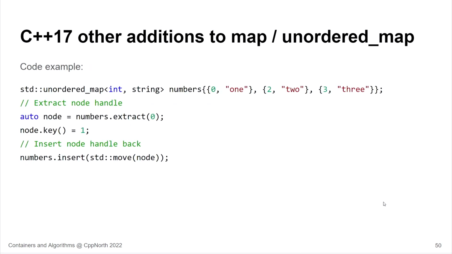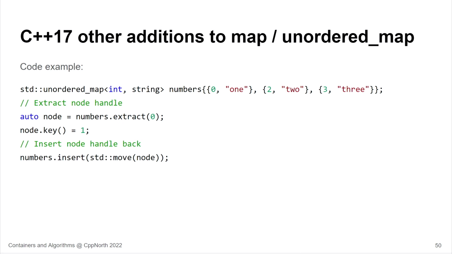So let's take an example. Suppose that we have a map, 0 pointing to 1, 2 to 2, and 3 to 3. Oh, sorry, 0 should not point to 1, it should be 1 here. Oh, so let's fix it. Let's extract the node with the key 0 and get back a node. What is the type of the node? I don't know. I guess the implementer knows.